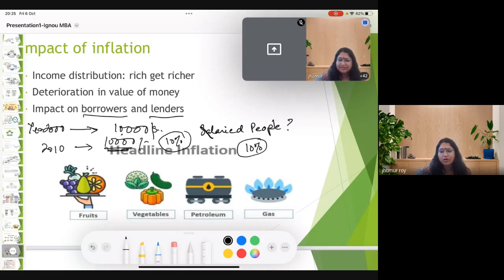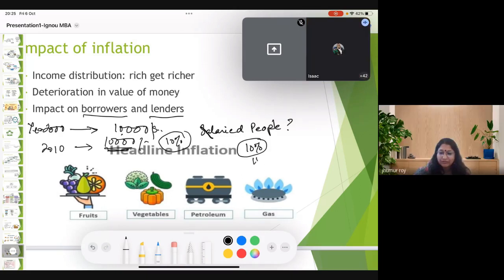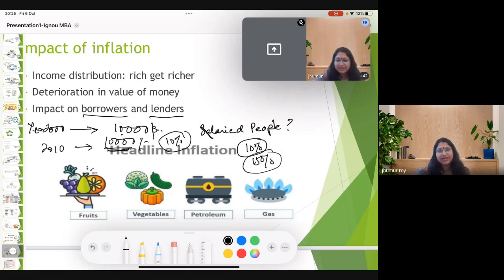That means I have not lost money or I have not gained money. But suppose inflation is 15%, then naturally I have lost money. Is it clear? I'll explain again.